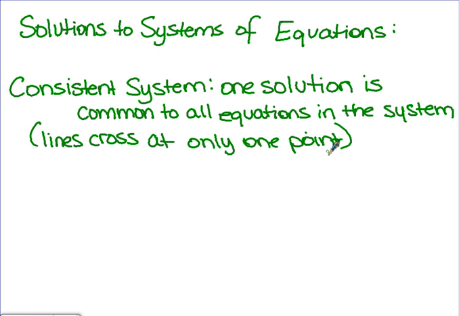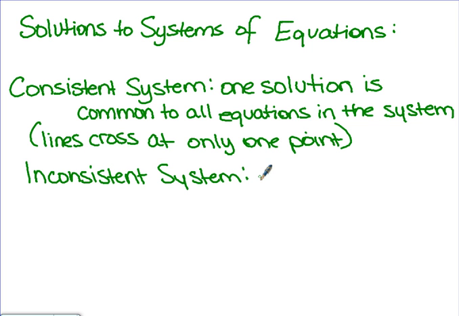All right, the opposite of a consistent system would then be an inconsistent system. All right, in an inconsistent system of equations, there is no solution. All right, so in an inconsistent system, this would be 2 lines that do not cross at all.